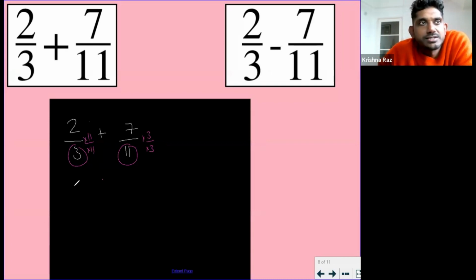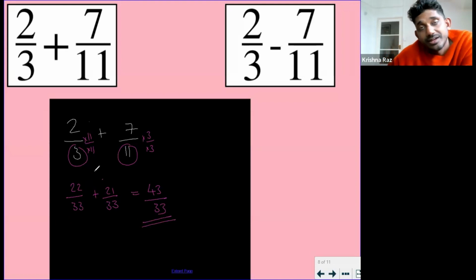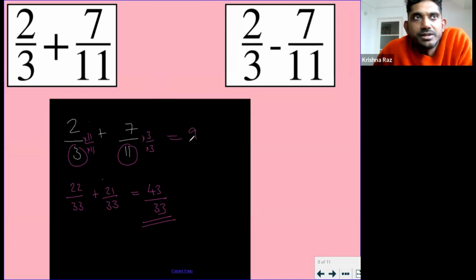So rewriting this, we have 22 over 33 plus 21 over 33, which just gives us 43 over 33. Yeah, so we do not add the bottoms together, they stay the same. And you need to remember that it's the hardest of the fractions. So don't think the answer is going to be 9 over 14, because that is too easy. If it's too good to be true, exactly, it probably is.